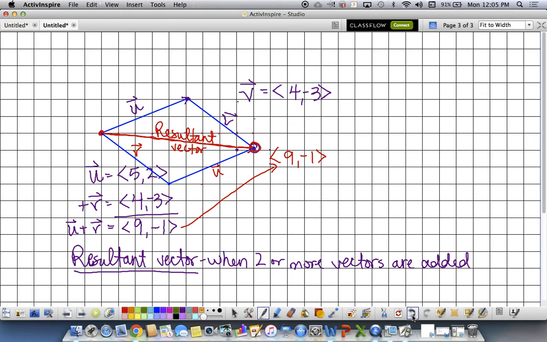Okay? So vector V and the other vector V are parallel to each other and they're equal. Vector U and the other vector U are parallel and equal. The resultant vector is a diagonal that goes across them. Okay? Does that make sense?